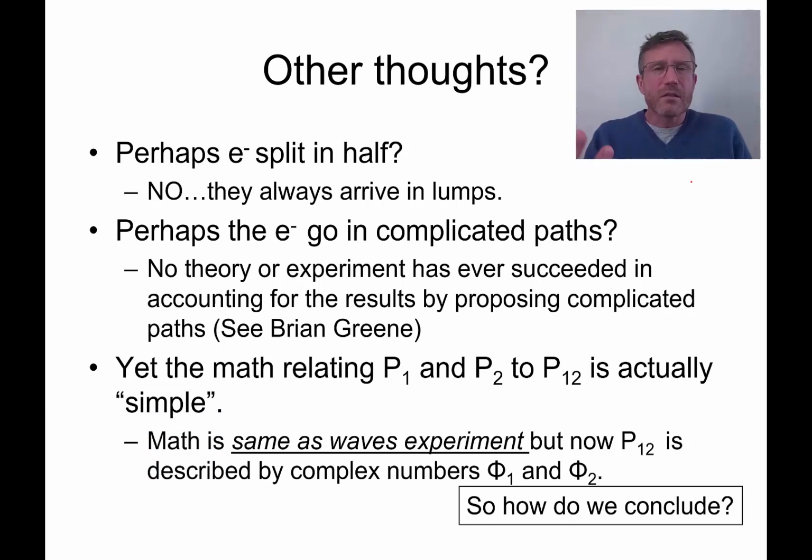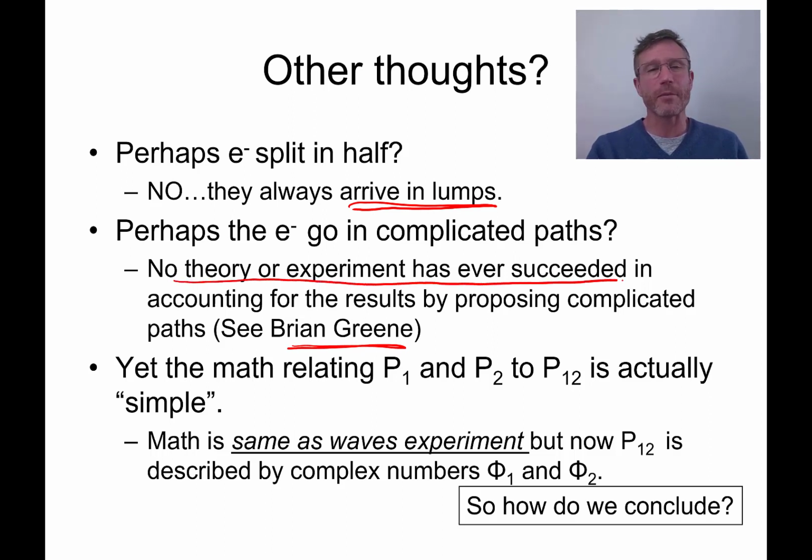So scientists thought, maybe the electron was split in half, but again, we remind ourselves that they always arrive in lumps. A lot of experiments were done to conclude that and make sure of that, but it's true. Maybe the electrons go in complicated paths. If you read this Brian Greene book, there's a whole description of how different people have tried to set up different, complicated paths. No, the electrons don't go in complicated paths.